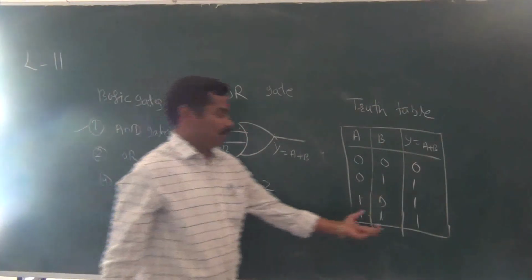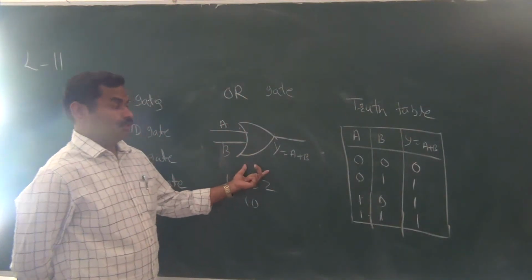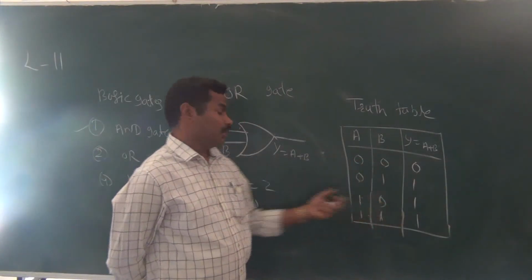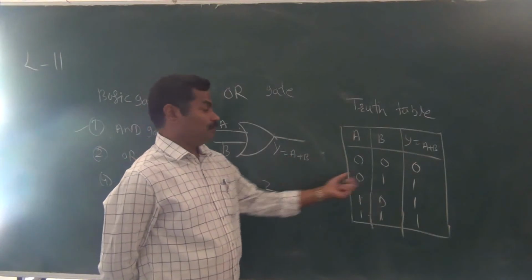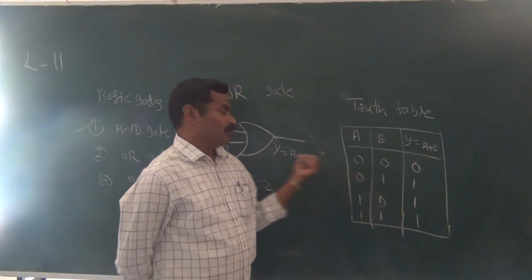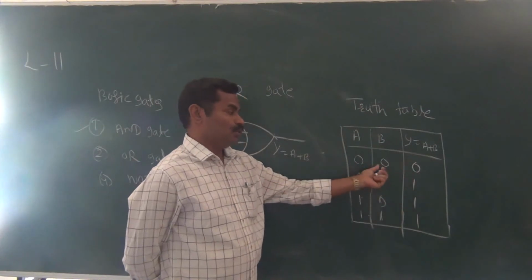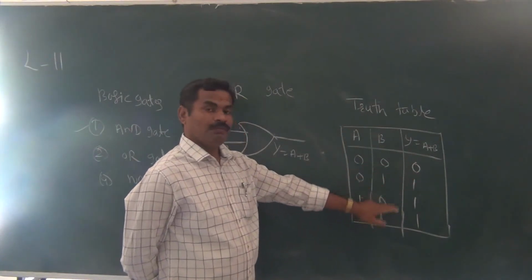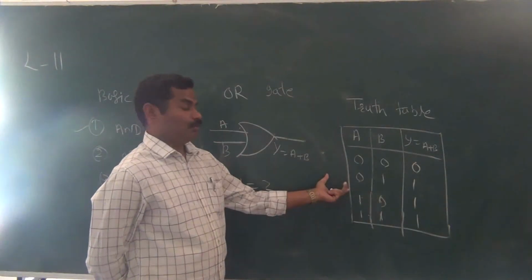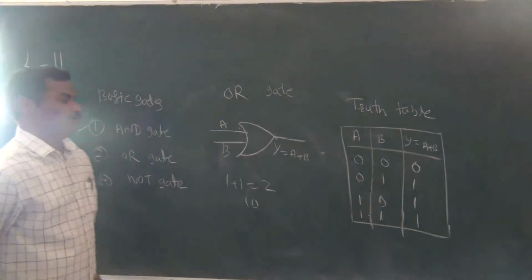This is about the importance of the OR gate. What is the main function of the OR gate? When both inputs are 0, 0, then only the output is 0, otherwise it is 1. When both inputs are low, the output is low, and the remaining time it is high only. This is the symbol of the OR gate, and this is its truth table: 0 0 0, and the remaining are 1 only.